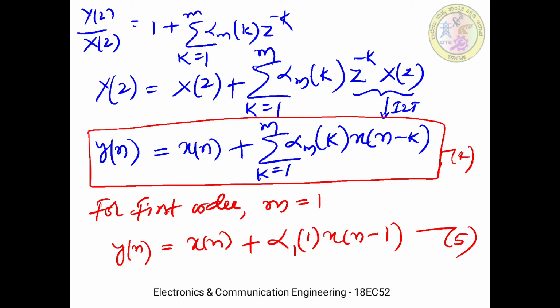Here the equation y(n) represents the output of a first order FIR filter. As it is the basic realization, we can show a single stage lattice filter for this y(n), which is given by equation 5. Let me once again write y(n): it is x(n) plus alpha_1(1) into x(n minus 1). Now we are drawing the single stage lattice structure for this equation 5.